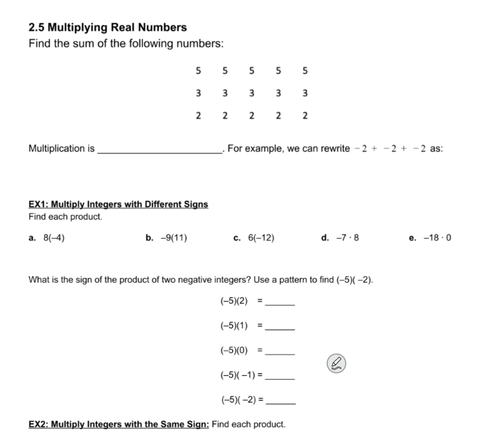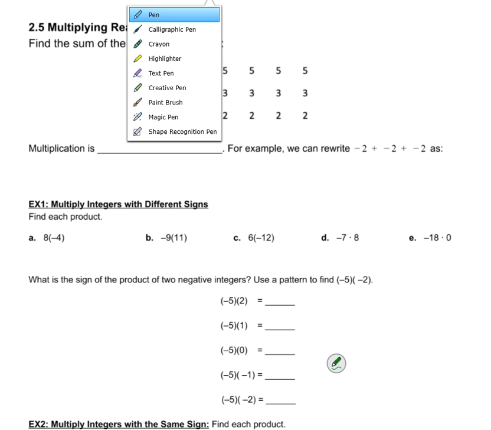So, the first question I present to you is to find the sum of the following numbers. And we have a row of 5s, a row of 3s, and a row of 2s. There are a lot of different ways we could approach this. One approach is adding 5 plus 5 plus 5 plus 5 plus 5, adding all of those 3s together, and then adding all of those 2s. But that can take a pretty long time.